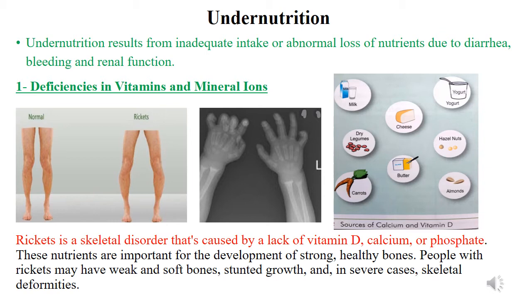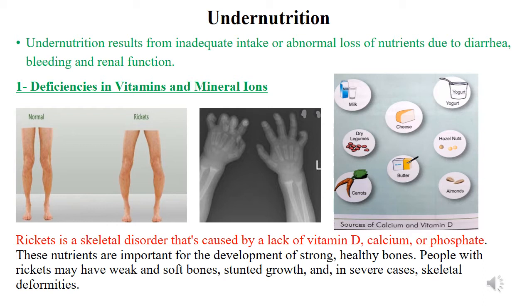Undernutrition. Undernutrition results from inadequate intake or abnormal loss of nutrients due to diarrhea, bleeding, and renal function. Sometimes there are certain diseases that lead to the loss of nutrients. However, in case of undernutrition, the energy supply is always less than the energy needs. So let's take some examples. Number one, we will see some diseases that occur due to deficiencies in vitamins and mineral ions.